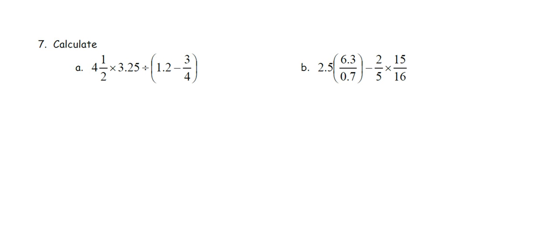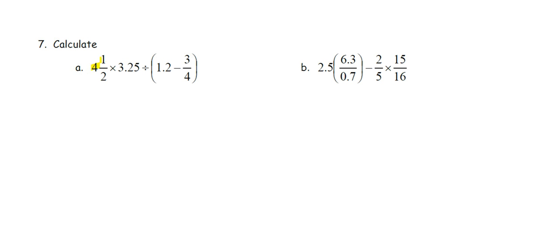All right, so for question number 7, we have a lot of decimals and fractions, kind of these combined problems for the last two questions here. What I recommend for these kinds of problems is to write everything in terms of a fraction. If you do that, I think the calculations will work out very nicely. All right, so let's take a look here.